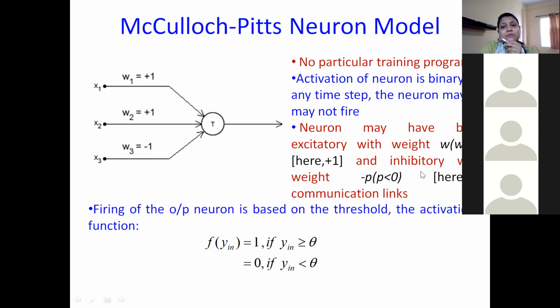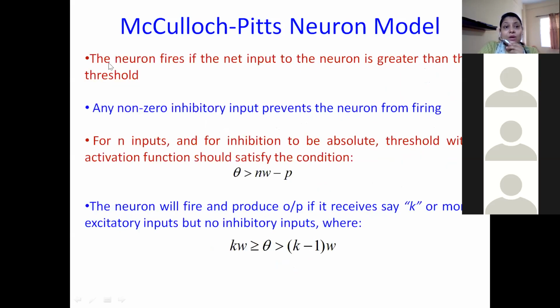So what does this mean? Inhibitory input means any non-zero input whose weight is less than 0. Any non-zero inhibitory input will prevent the neuron from firing, and the neuron fires if the net input to the neuron is greater than the threshold. So obviously it has to be greater than the threshold, and that neuron must be greater than 0 as well.